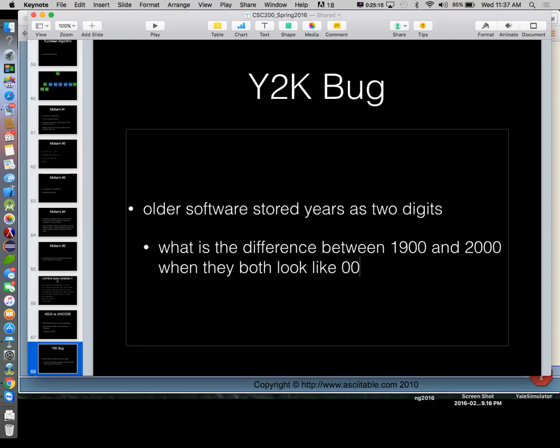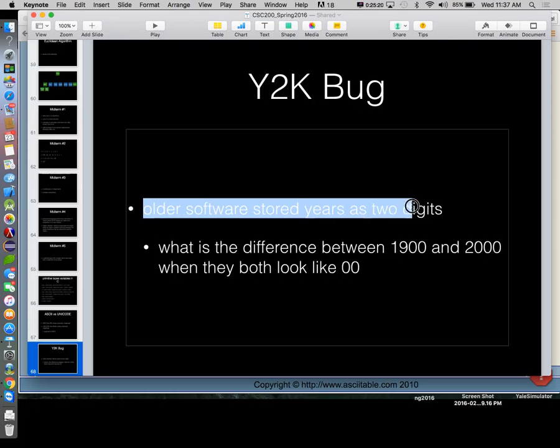All right, so the real question here is why did older software store years as 2 digits? It didn't take up as much space. Okay, so why was that a big deal? Was space a problem? I mean, you got a laptop? Okay, how much memory is in your laptop?